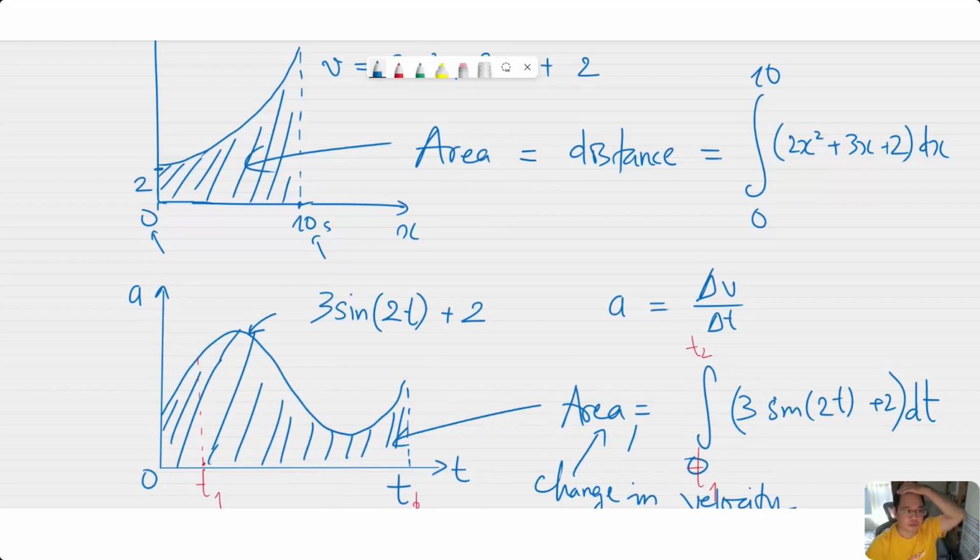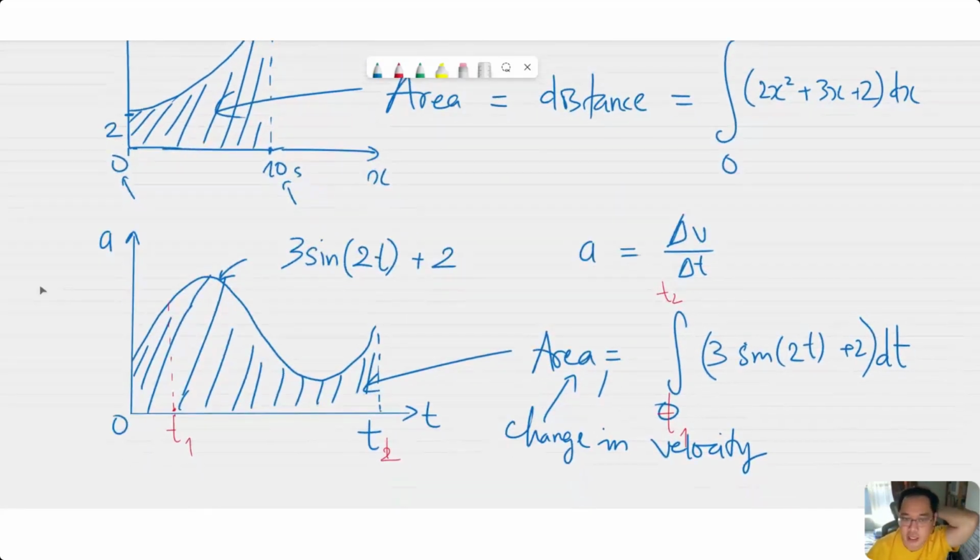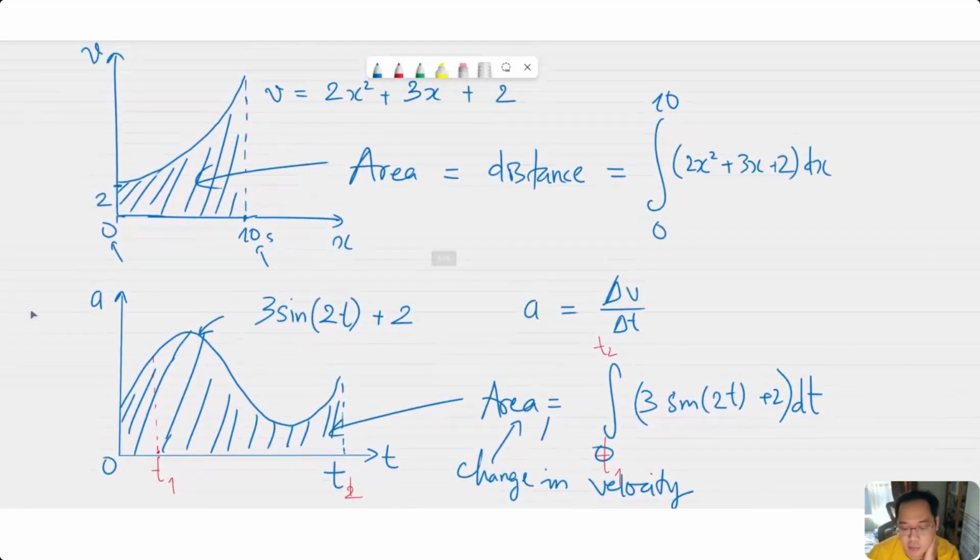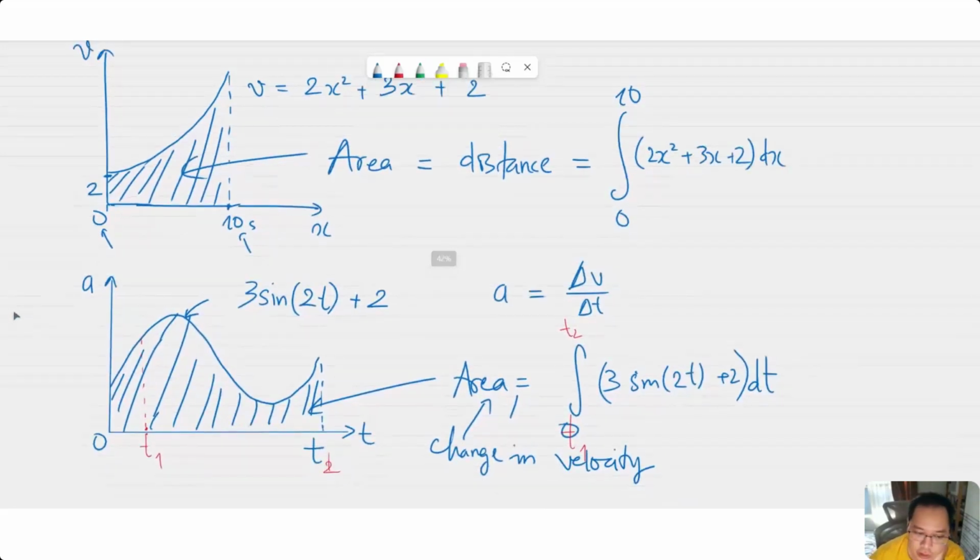Okay, so the area in different cases means different things, depending on the relationship between the quantities. The vertical axis is velocity, horizontal axis is time. So the product, velocity and time, is the distance. Okay.